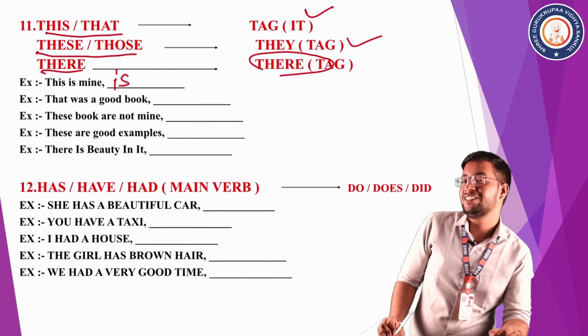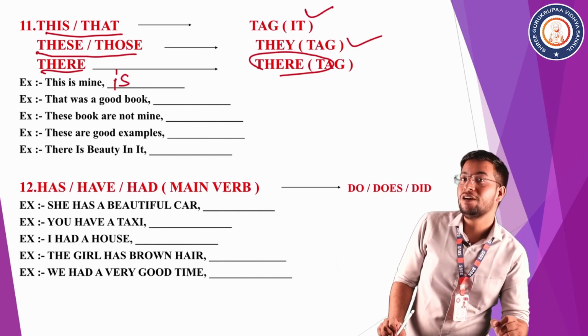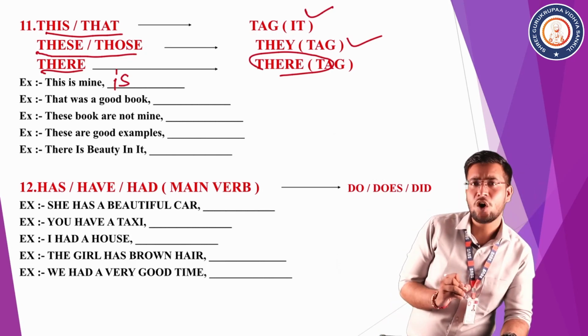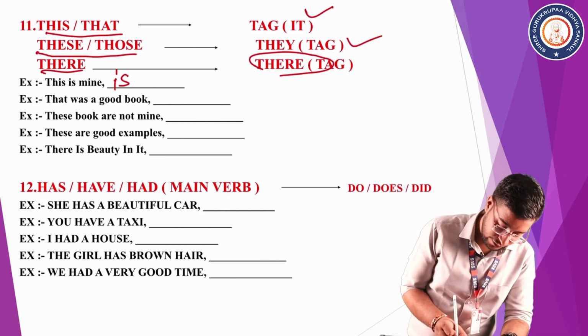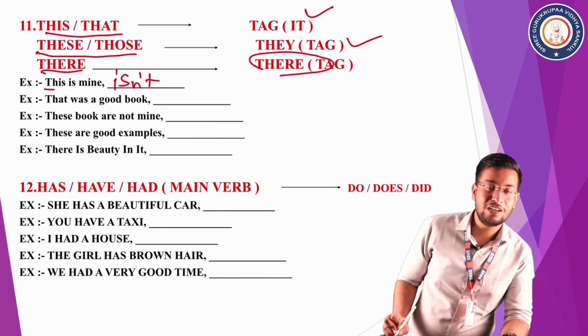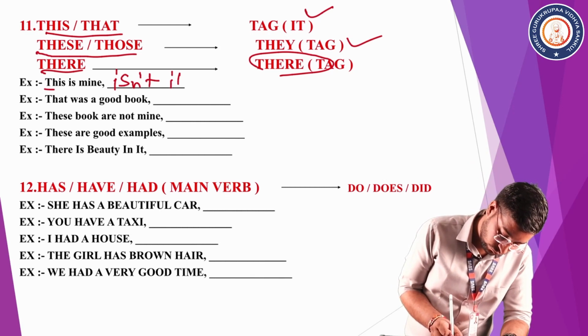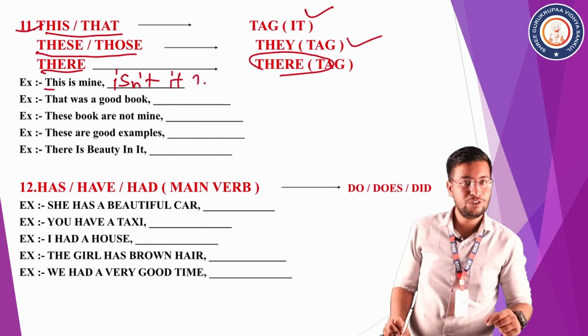Now because this is an affirmative sentence, it will become negative. So we will write is not or isn't. Yes, we will use isn't. And this will become it. Why? Because our rule says this.